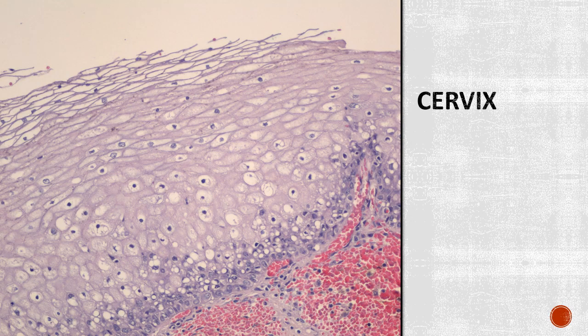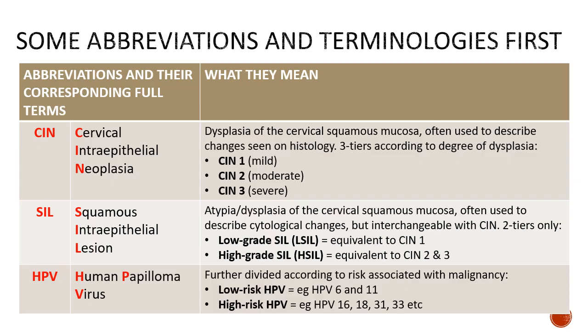Okay, so now we move on to the bulk of this lecture, in which we will be talking about cervical pathology. Before we dive in further, there are some abbreviations and terminologies that I would like to make clear. I'll be using them quite a lot throughout this part of the lecture. The first one is CIN, which is short for cervical intraepithelial neoplasia, and it denotes dysplasia of the cervical mucosa, and is often used whenever we describe histological changes. CIN can be divided into three, 1, 2, and 3.